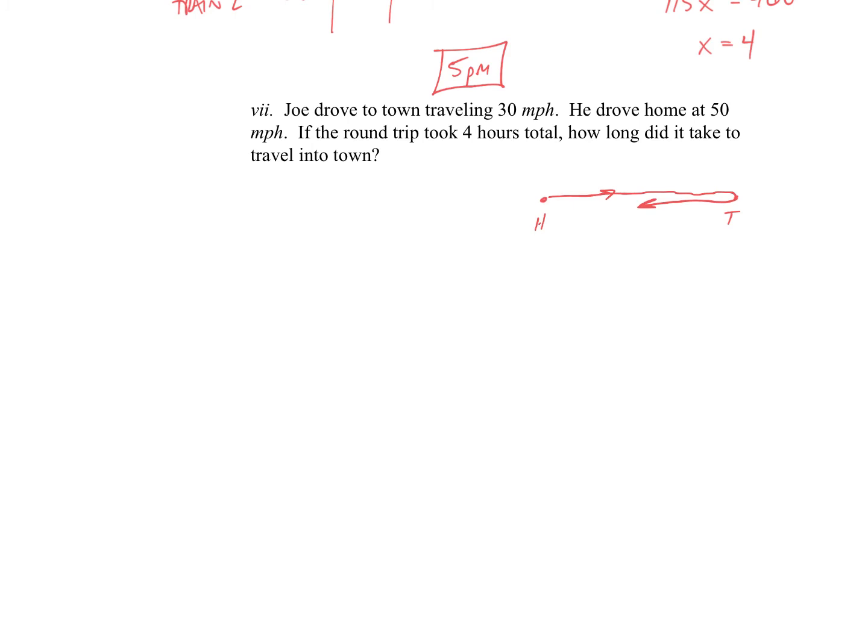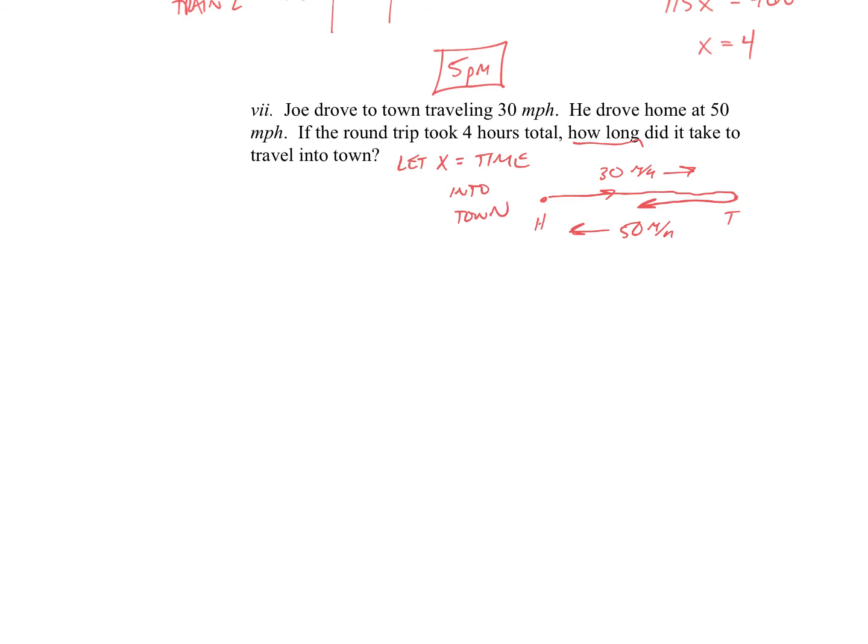Drives to town at 30 miles per hour, comes back at 50 miles per hour. The round trip took 4 hours total, so how long did it take for him to travel into town? Again, it's how long, so we're going to let x be time. And we're going to say into town.